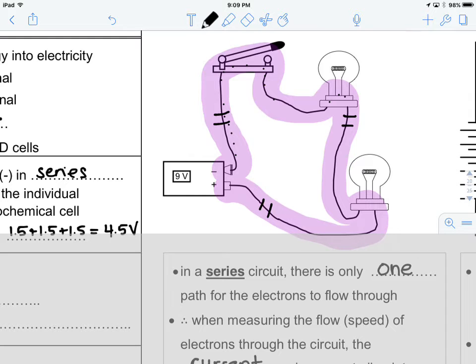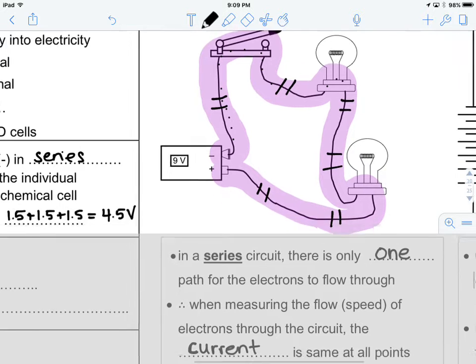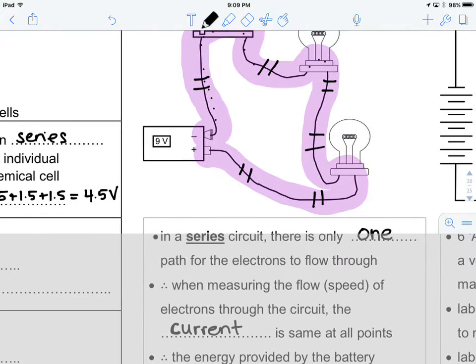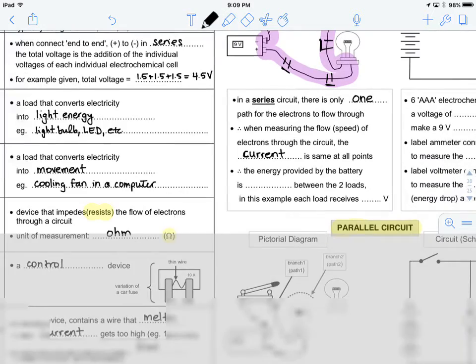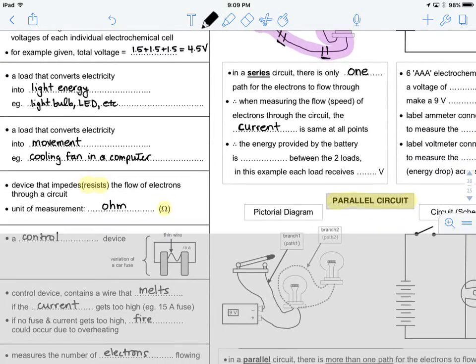So if we have a certain number of electrons that start out and are going around in the circuit, the number of them is going to be the same everywhere. It's kind of like the conservation of matter: electrons can't just pop in and pop out, right? There's nowhere for them to go. The number that passed by this little segment is going to be the same as the number that passed by here and here and here, and so on and so forth. So the current is the same at all points in a series circuit.